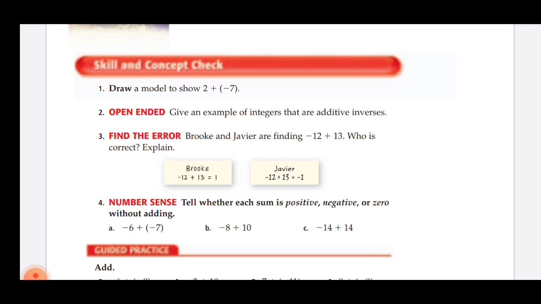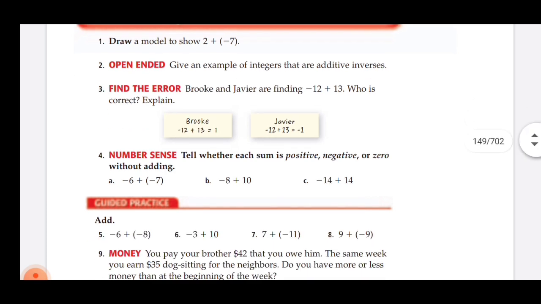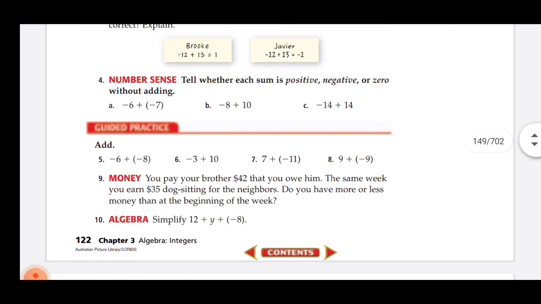1. Draw a model to show 2 plus minus 7. 2. Open-ended. Give an example of integers that are additive inverses. 3. Find the error. Brooke and Xavier are finding minus 12 plus 13. Who is correct? Explain. Brooke: minus 12 plus 13 equals 1. Xavier: minus 12 plus 13 equals minus 1.